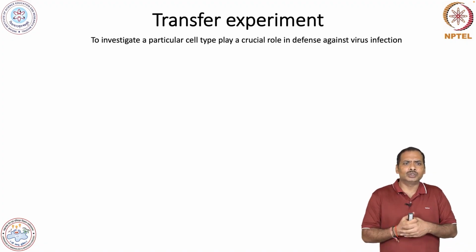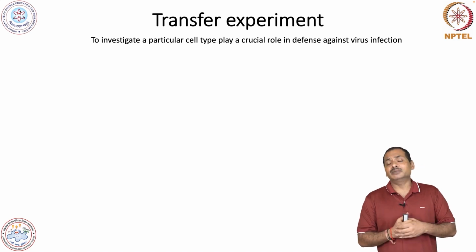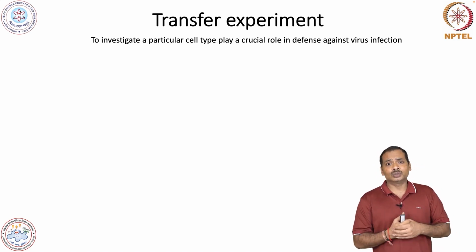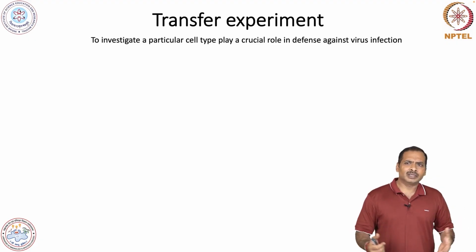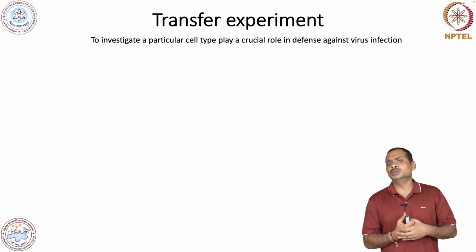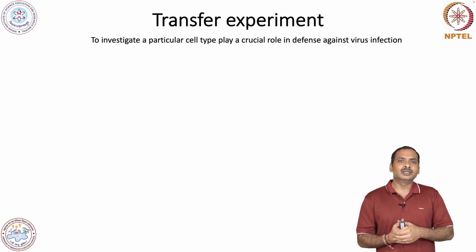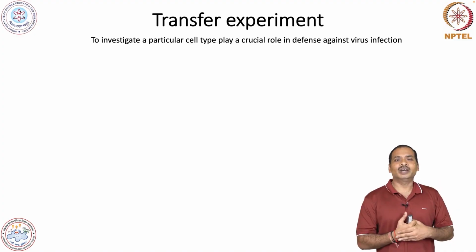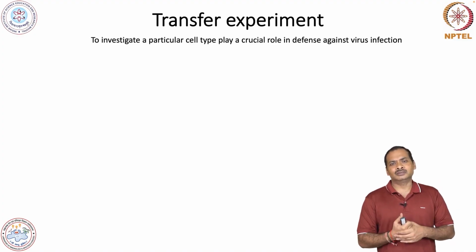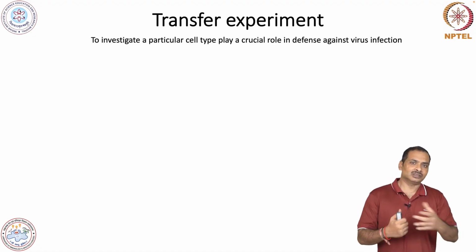So using this strategy, I will explain one experiment. For example, you want to investigate a particular cell type that plays a crucial role in defense against viruses. Through a lot of experiments, you are speculating that this particular cell type plays a very important role in defense against, say, some particular virus. Let's take an example of NDV, Newcastle disease virus, which is not pathogenic to humans.